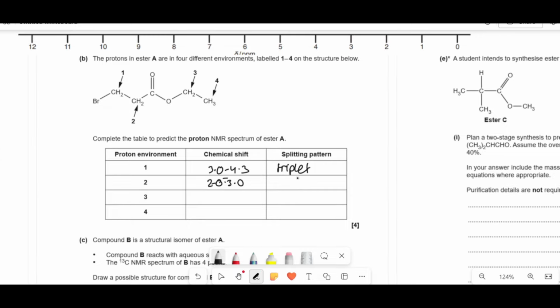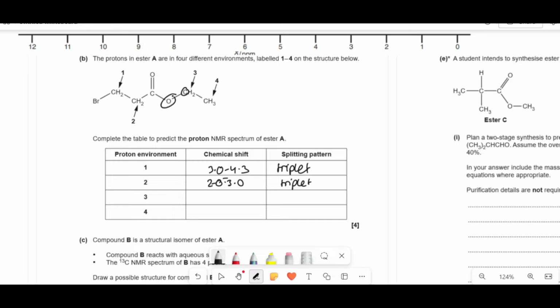So now its splitting pattern, it's the number of hydrogens on the adjacent carbon. So this is the peak that was found. Here, can you see there's no hydrogens, but here there are two. So therefore, this is going to be a triplet as well. Cool. Now, if you look at the next one, this is the hydrogens that we picked up.